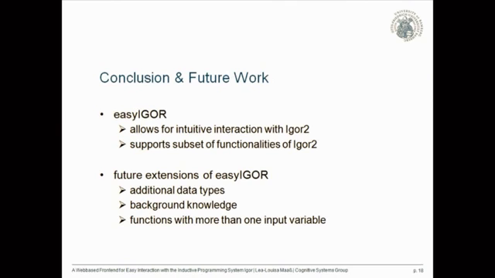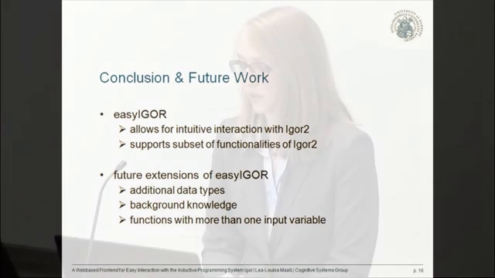Okay, so now that you've seen how EasyEgo works, I want to draw a conclusion and talk about future work. EasyEgo allows for intuitive interaction with IgorII, but it also has to be said that it only supports a subset of functionalities of IgorII at the moment. Subset because only one input variable is possible at this moment. So if you want to derive a function that has more than one input argument, that's not possible. And in addition, it's at this moment also not possible to provide background knowledge, which are both features that are implemented in IgorII, but not yet in EasyEgo.